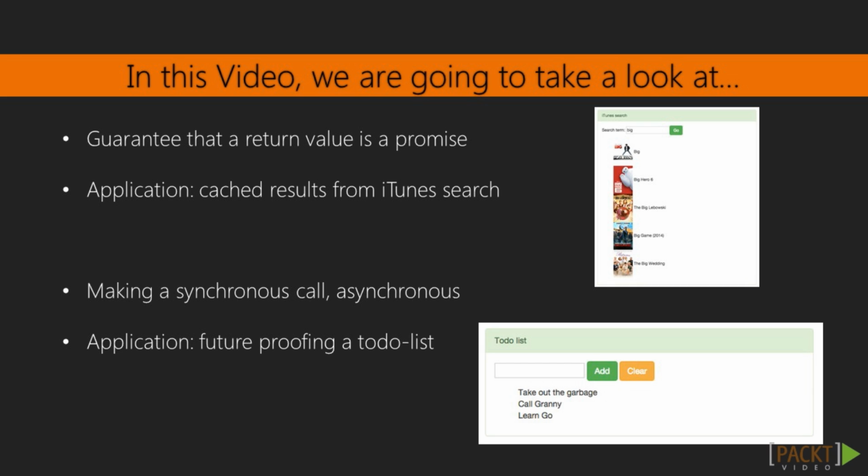In this video, we will talk about two reasons to make more things asynchronous. The first one is when a value is of unknown type, more specifically, if we are unsure whether or not it is a promise. As an example, we will create a search in the iTunes movie library with a very simple caching mechanism. The second reason is actually to purposely make a synchronous call appear asynchronous, and to illustrate why, we will future-proof a to-do list widget.